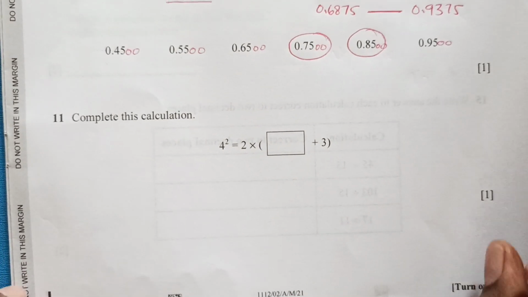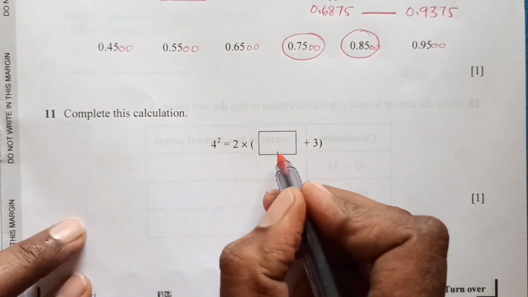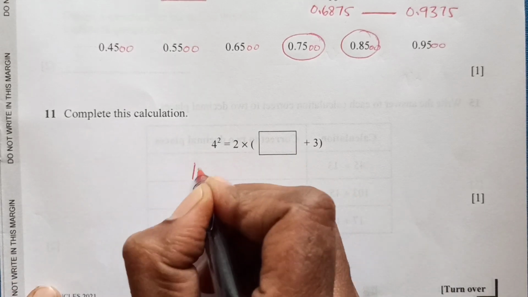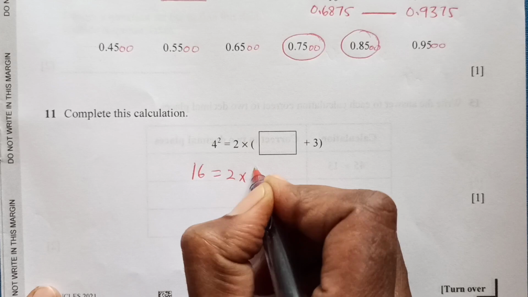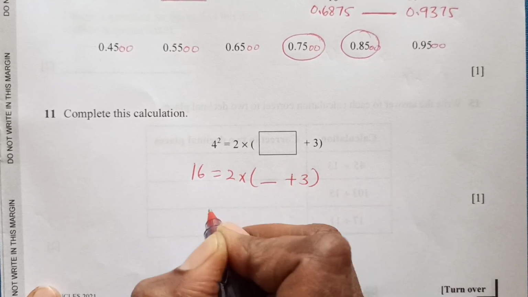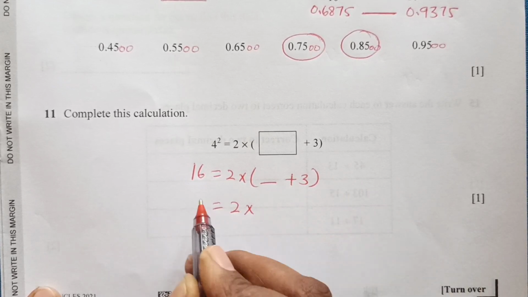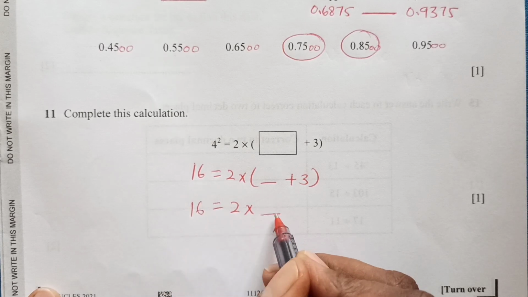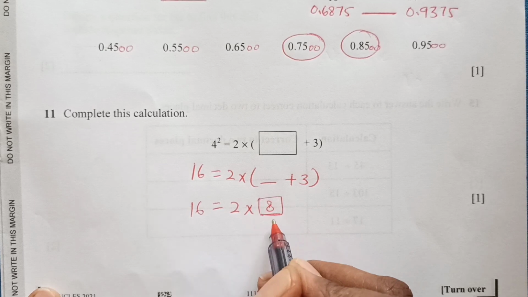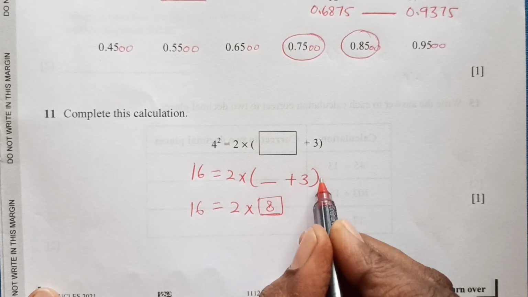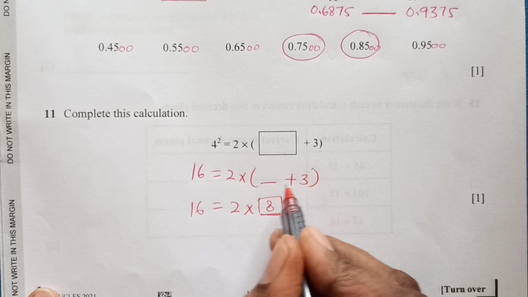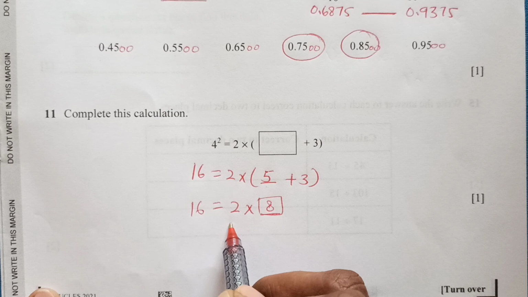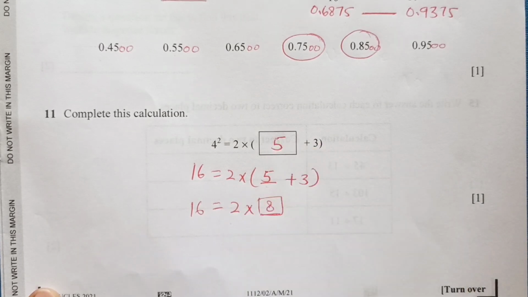Question 11, complete this calculation. So we have to put a number in this blank space here. 4 times 4 is 16. This is 2 times dash plus 3. So our answer should be 16. You know that 2 times 8 gives you 16. But how will you get 8 here? 3 plus what number? That is 5. So 5 plus 3 is 8, 8 times 2 is 16. So 5 will go in this box.